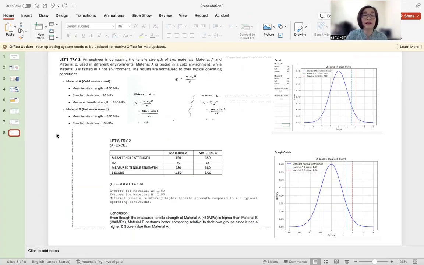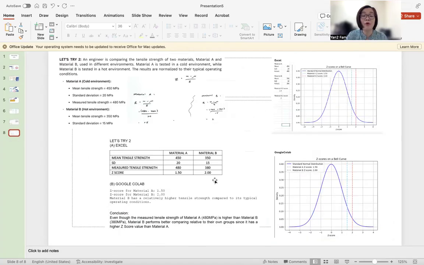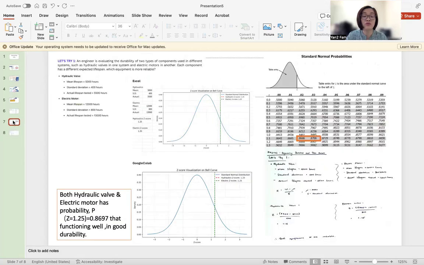I would really like you to refer to the table, or you can search on YouTube or Google for the standard normal probability table, and then find the probability of material A. By visualizing, material B has a higher probability than material A. So what does that mean? That is your conclusion.